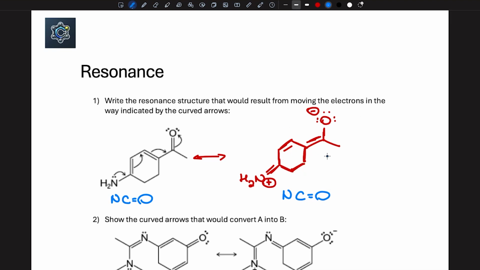Will this be stable? Definitely less stable than our original. We have charges here, and we usually don't want charges. But it's still valid, right? Our total charge is still 0.